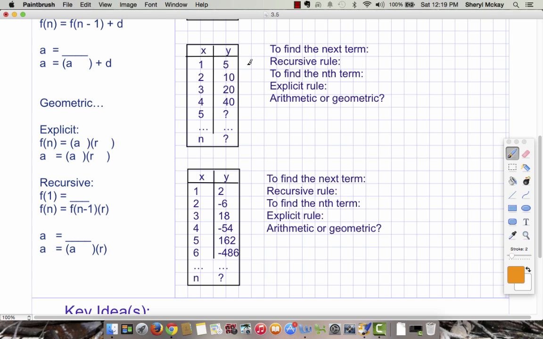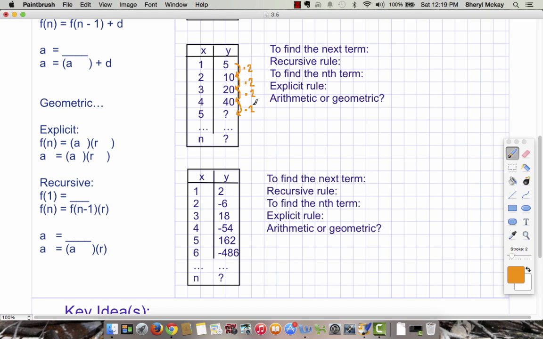Well, let's first figure it out. What do we have to do? Well, to get from 5 to 10, we multiplied by 2, right? We could have said we added 5, but if we tried to add 5 here, we wouldn't get it. So I think we're going to multiply by 2. Then from 10 to 20, we multiplied by 2. And then from 20 to 40, we multiplied by 2. So to get to the next term, we would have to multiply 40 by 2.